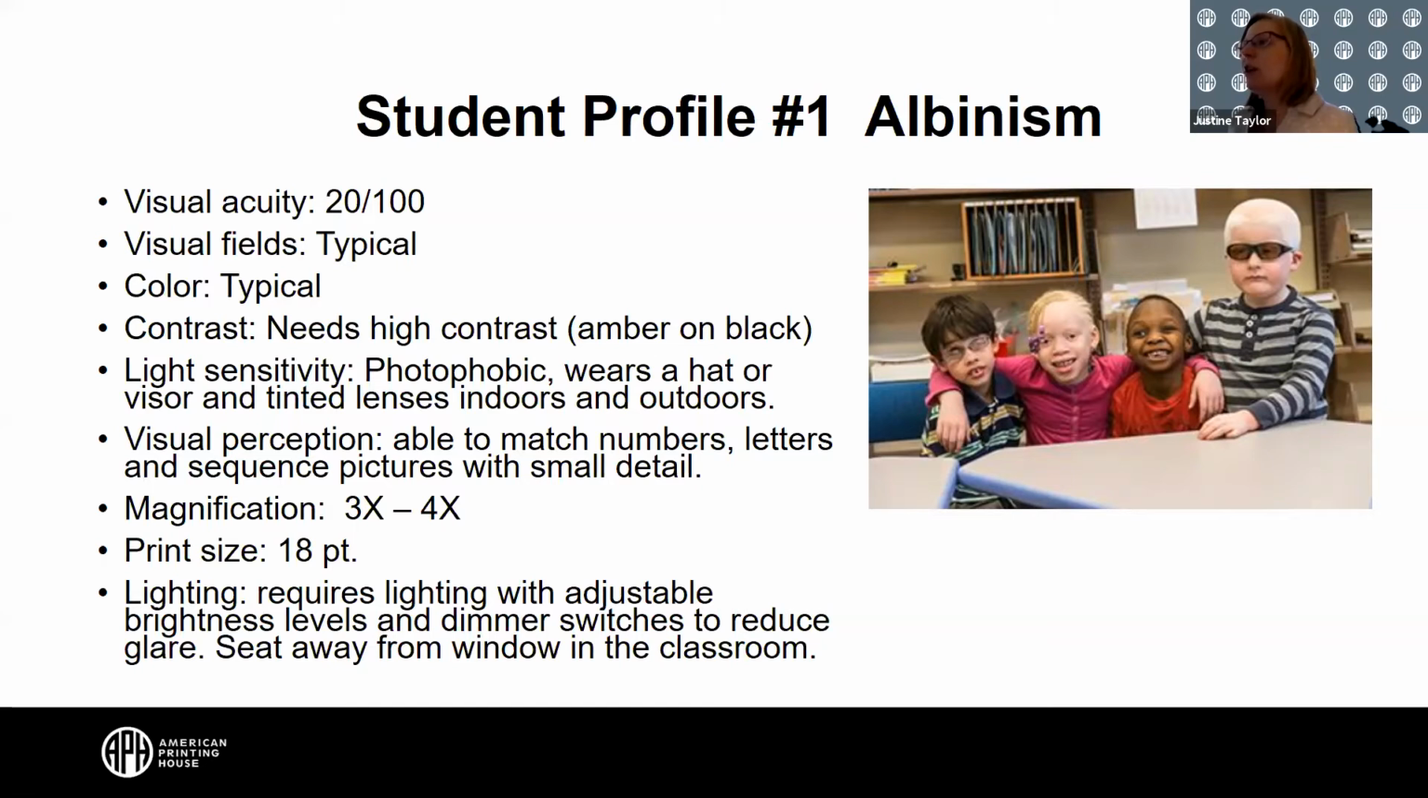And you determine that their magnification range was 3x to 4x, and they preferred 18-point print size, and they required lighting with adjustable brightness levels and dimmer switches to reduce glare. So you'd want to seat this student away from a window in the classroom. So that's our first student profile.